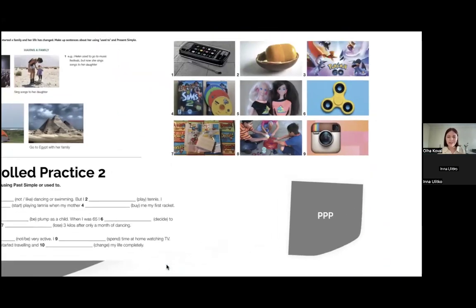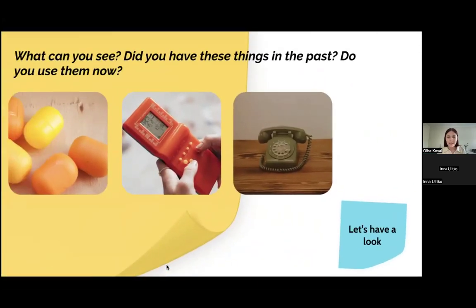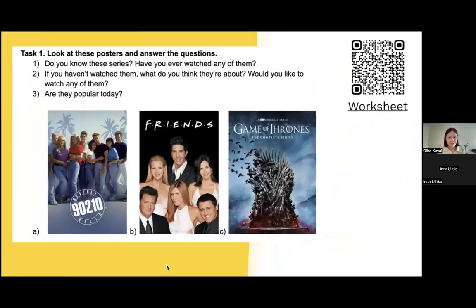And now, let's have a look at one more example. It will be the same topic, but a very different lesson. So first of all, you can look at the posters on the screen and please put to the chat the numbers of the series which you have watched or which you know. So we've got A, B, and C. It's Beverly Hills, Friends, and Game of Thrones. Svetlana has watched B and C. What about A? Yana, A, okay. I have never watched A, but I have watched B and C.